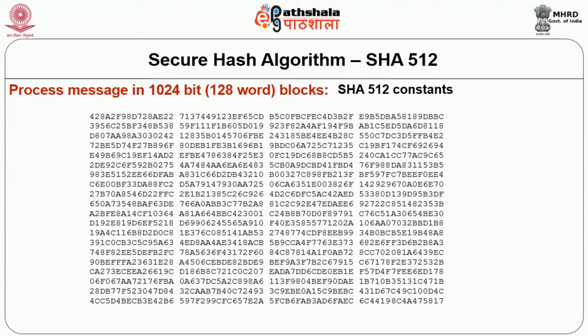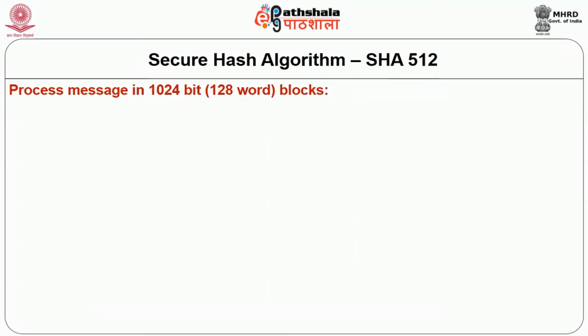For you to visualize, I have shown on the screen all 80 constants that we are going to use in the 80 rounds. So you can go through all of those yourself in the slide. It starts with 428A2F98D728AE22, and the last I would read out for you is 6C44198C4A475817. Continuing with our step number 4, that is processing the message in 1024-bit blocks. We got what we want as a constant.